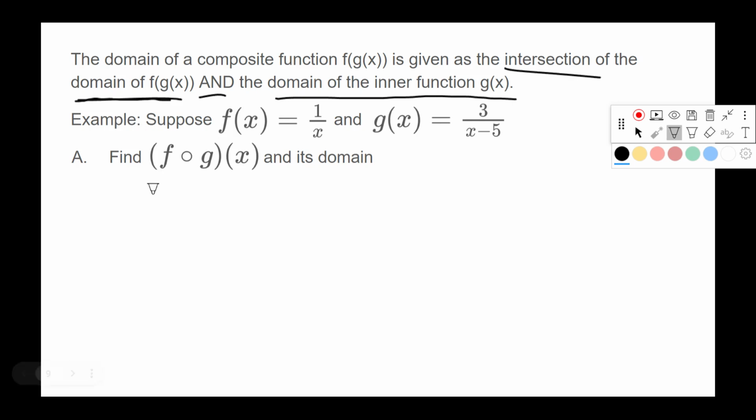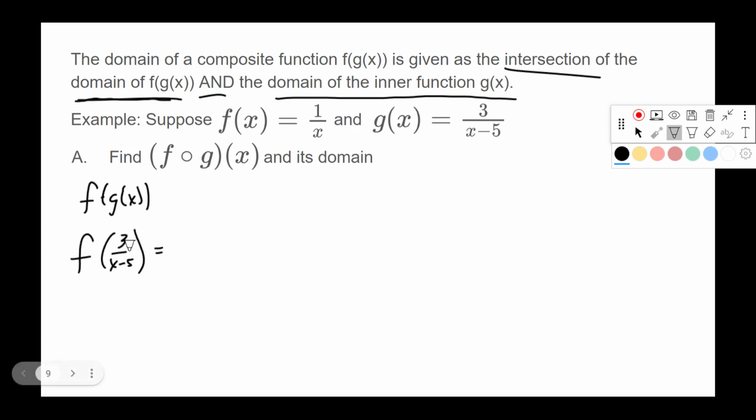So let's find f of g of x and its domain. So f of g of x. So g of x is 3 over x minus 5. All right, so let's do this first: 3 over x minus 5. And then I want to find f of that. So f of x is 1 over x.